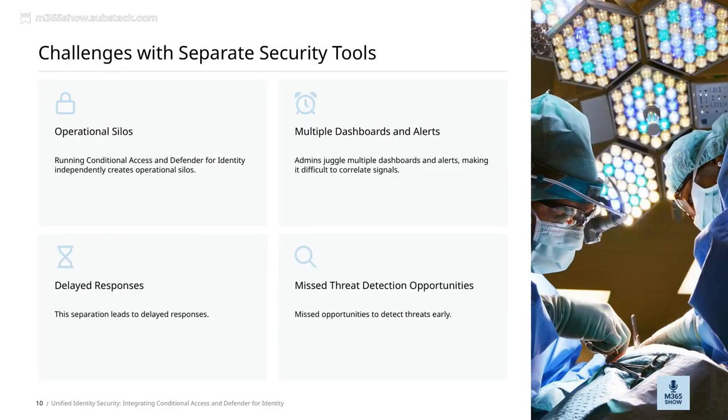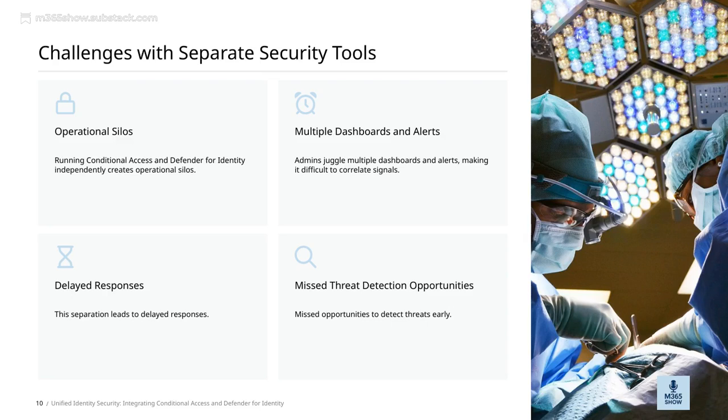Let's talk about some of the challenges that come with using separate security tools. When organizations rely on different systems like Conditional Access and Defender for Identity, there are missed opportunities to detect threats early on. Because these tools aren't integrated, threats can go unnoticed until it's too late, leading to delayed responses. This delay can make a big difference when trying to prevent or contain a security incident.